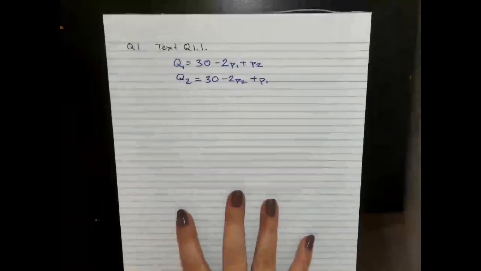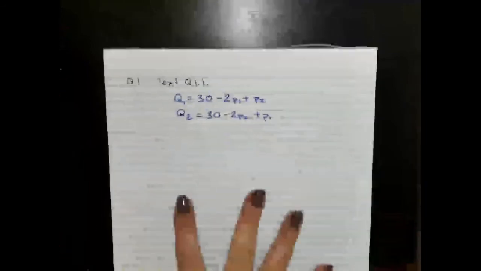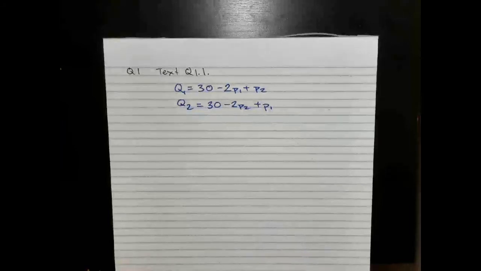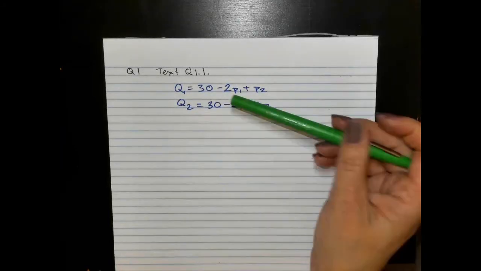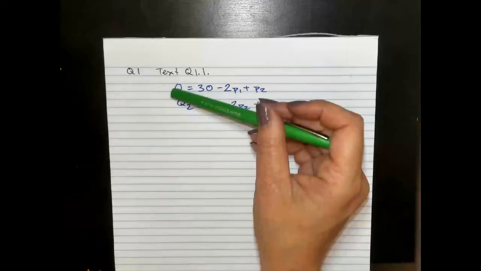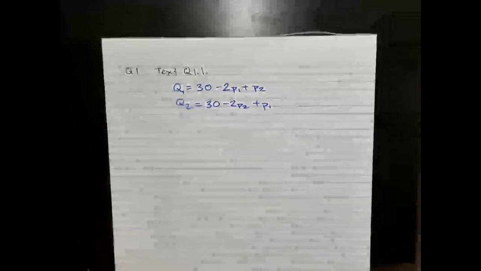And we can see already that these must be substitute goods, because when the price of good 1 goes down, the quantity demanded goes up. When the price of good 2 goes down, the quantity demanded of good 2 goes down. That tells us a little bit about these goods.